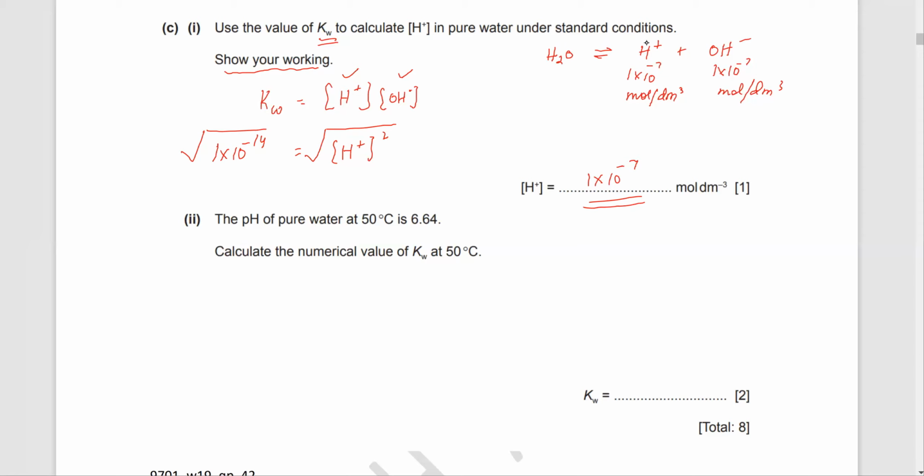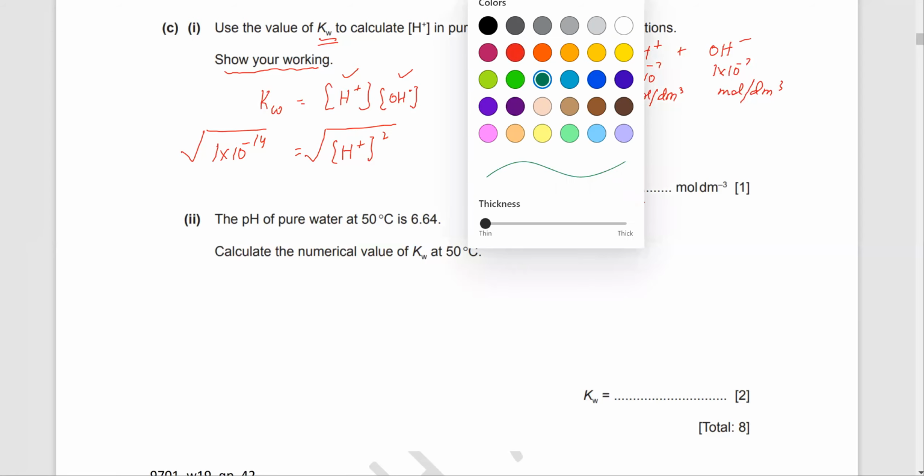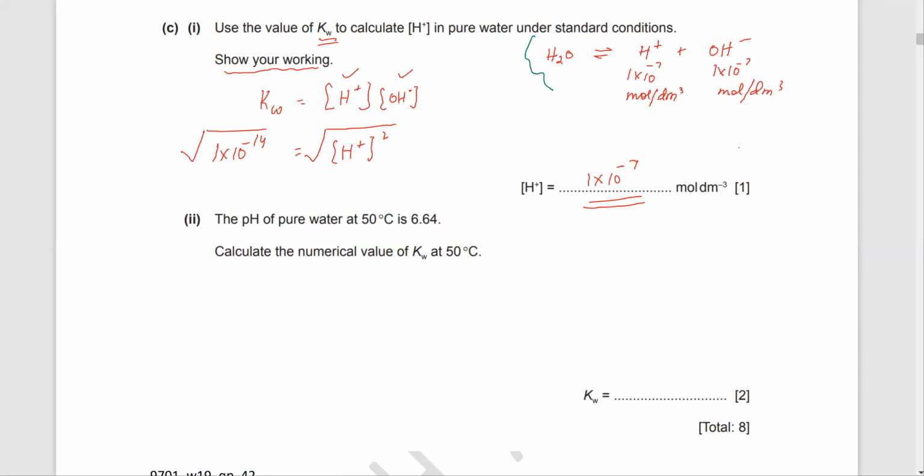The next part is, now remember one thing: the ionization of water that we are discussing here is only true under standard conditions, which is 25 degrees centigrade and 1 atmospheric pressure. This is C. Under standard conditions.